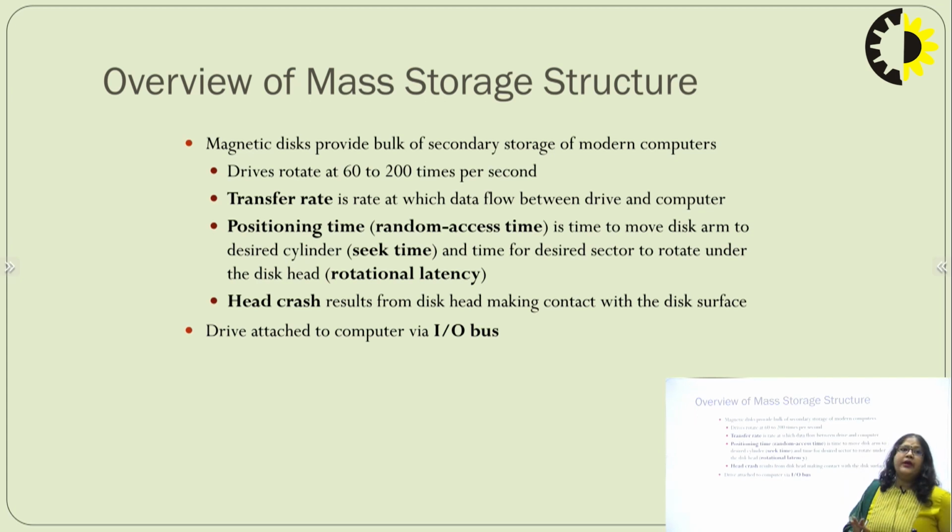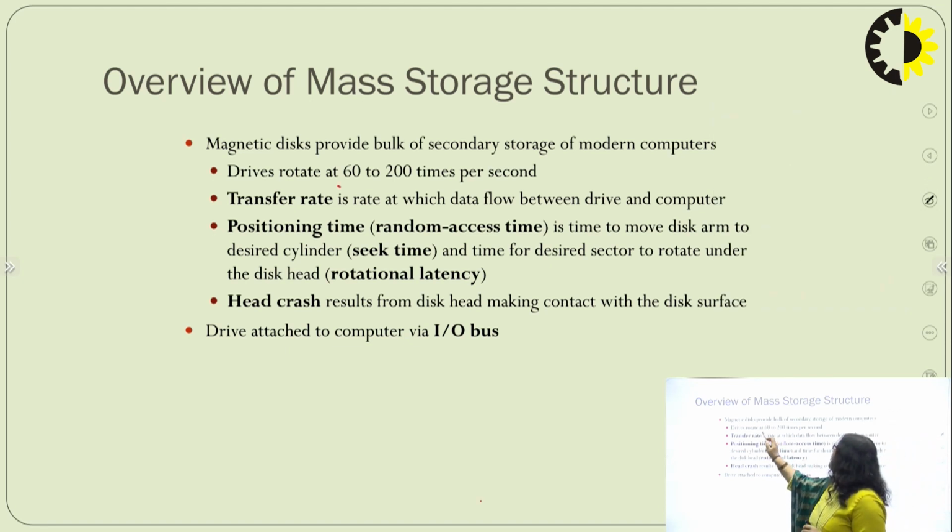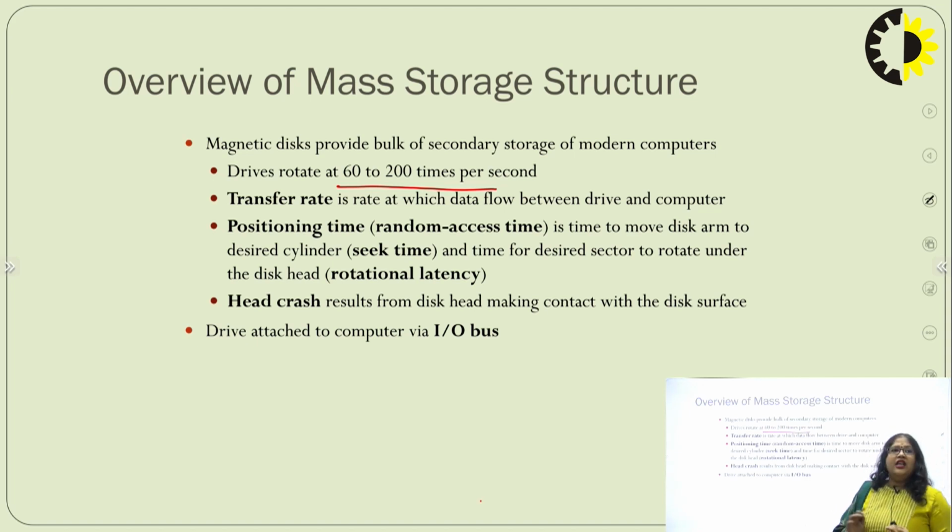Now there are some very important points. The drive rotates 60 to 200 times per second. This is an important point. And the transfer rate is how much time it takes to transfer the data between the drive and the computer. Now the positioning time. Positioning means random access time. It is the time to move the disk arm to the desired cylinder. Which cylinder you want, that is the seek time.